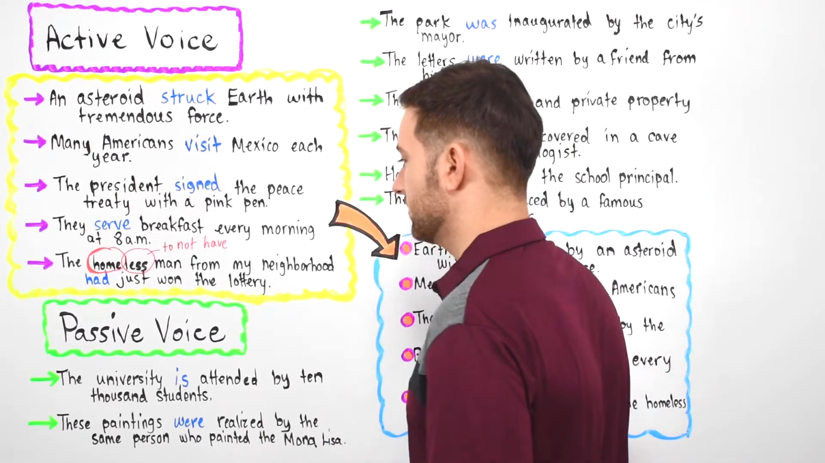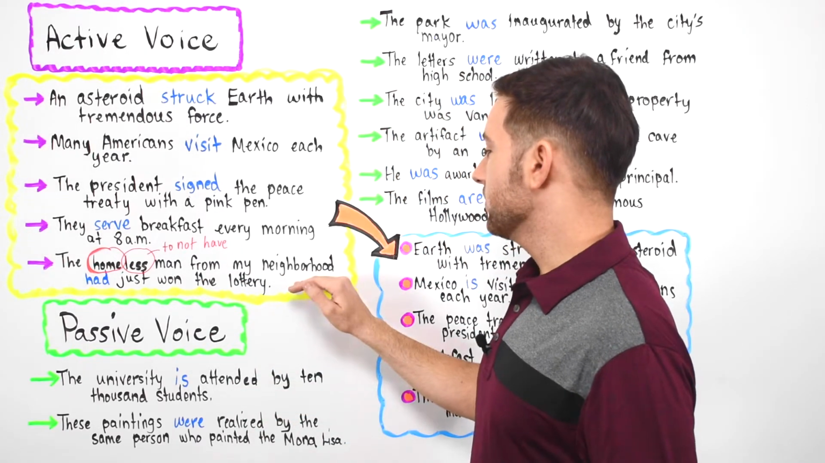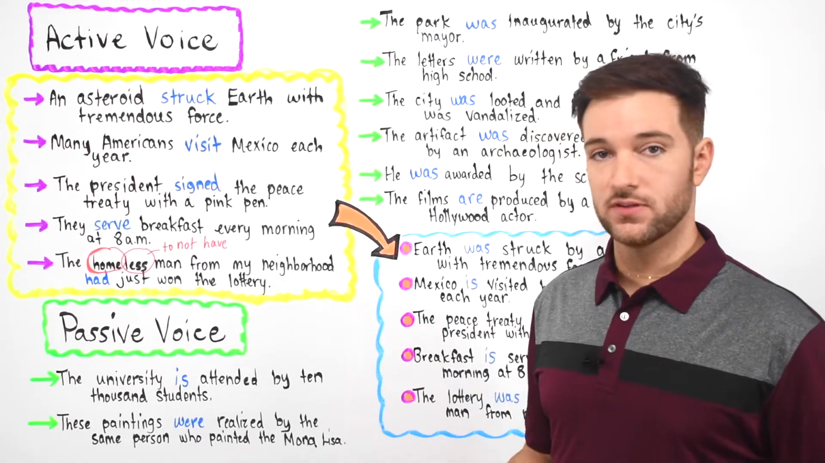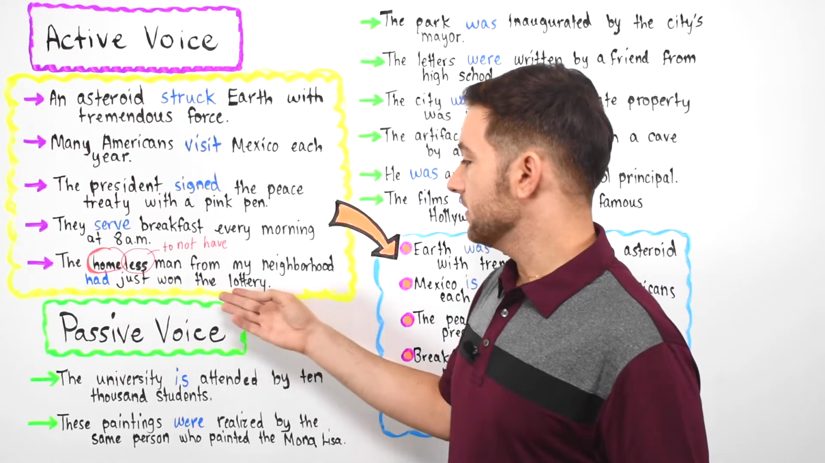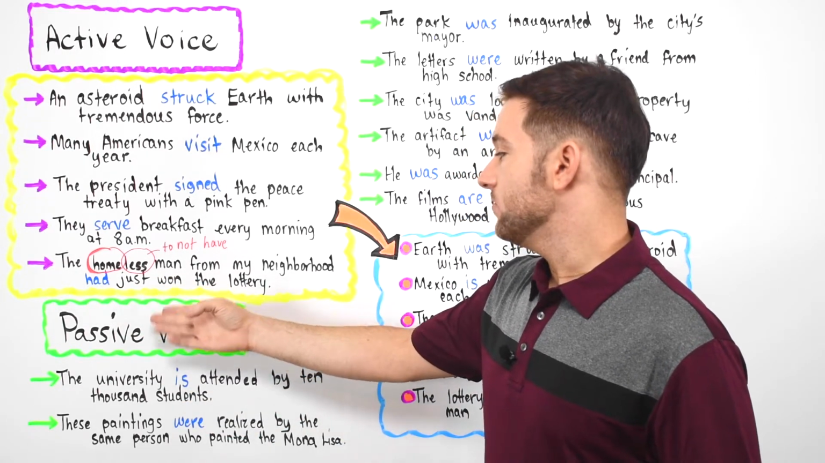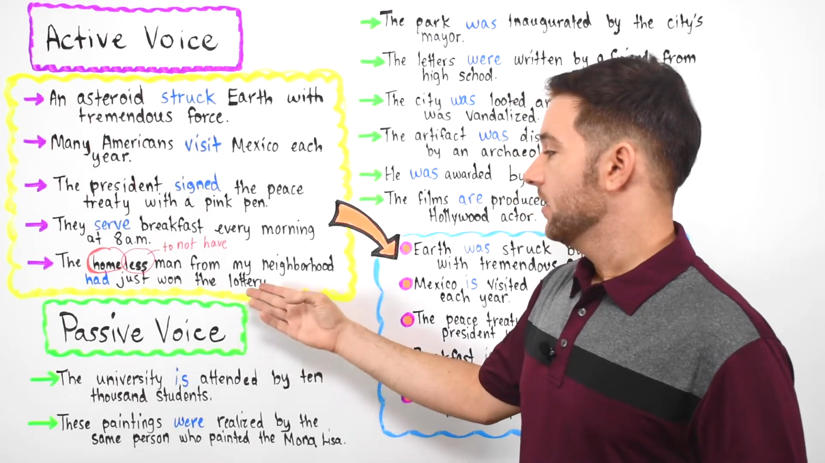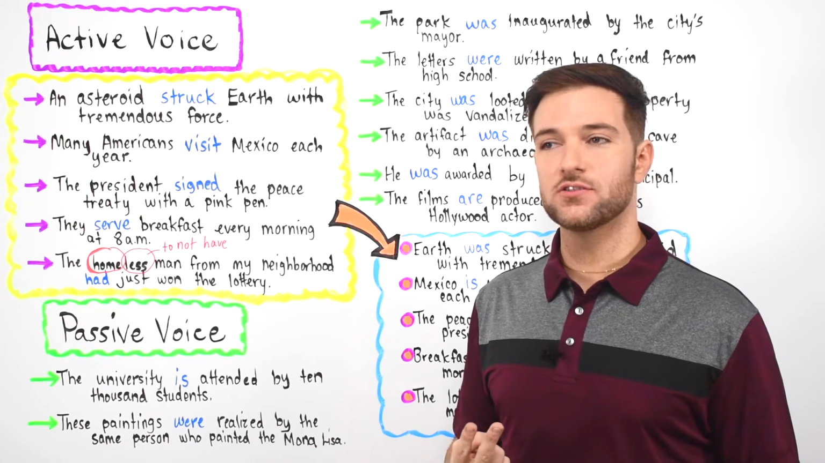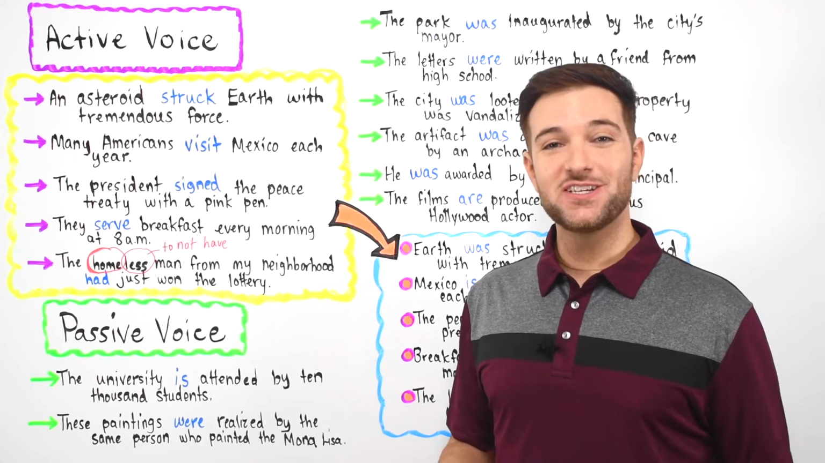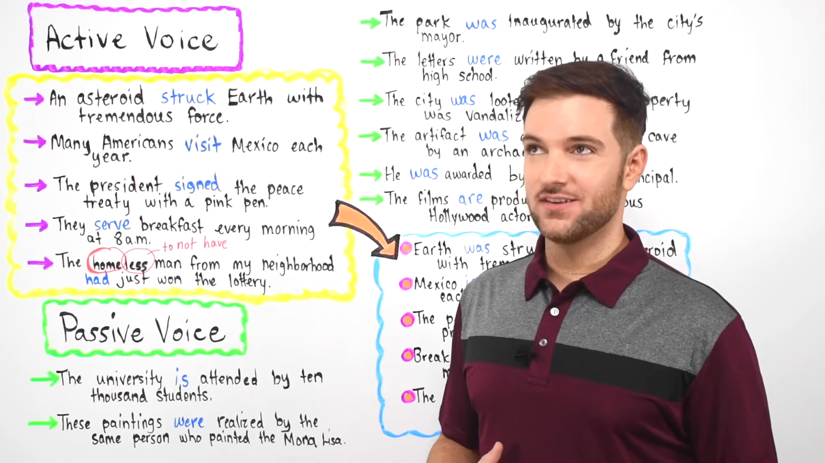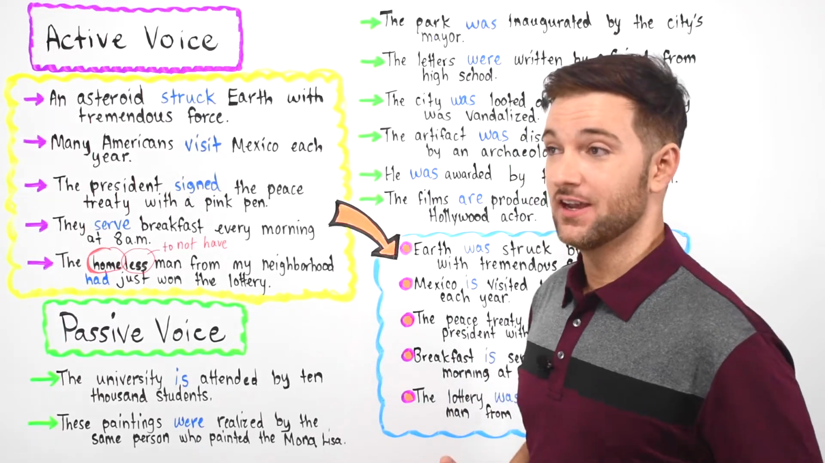He is homeless. From my neighborhood, which is a place where you live, in the area of your city with other people as well, had just won the lottery. What did he do? He had won. And what did he win? The lottery, which Americans love to play. You buy a ticket for maybe $1 or $2 and potentially you can win millions of dollars, or tens of millions of dollars, or even hundreds of millions of dollars in a few cases.